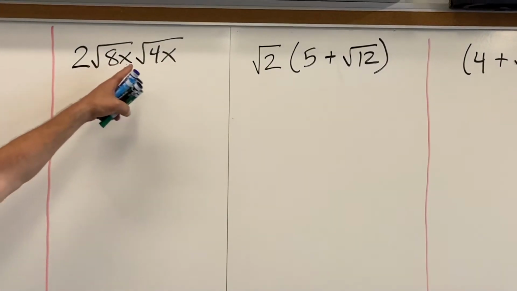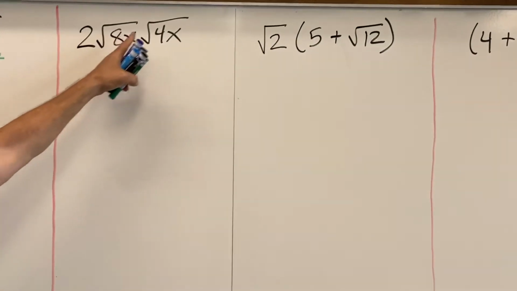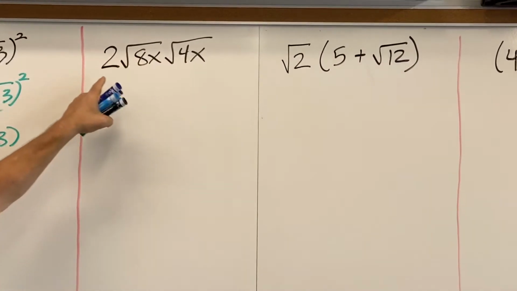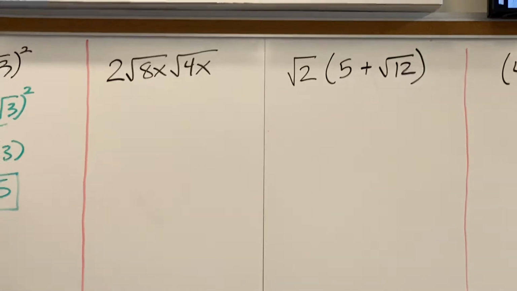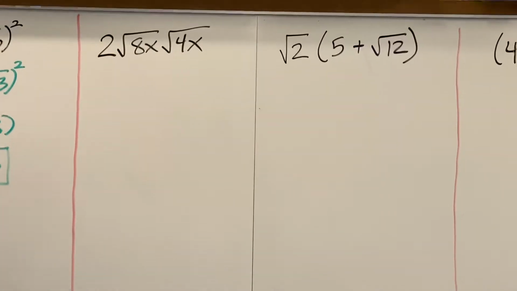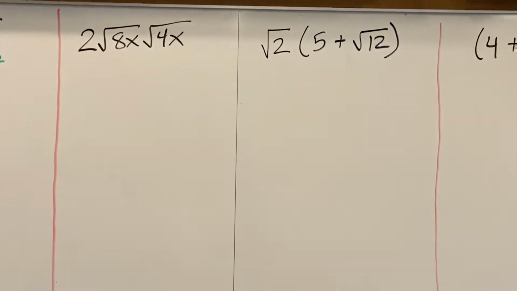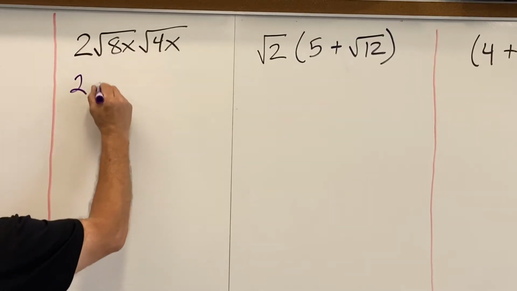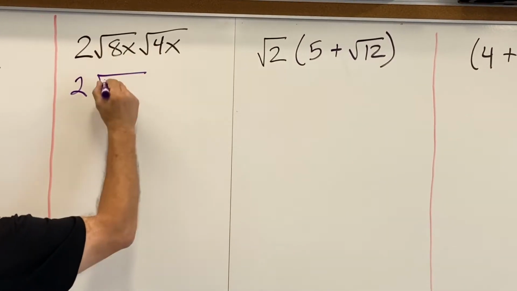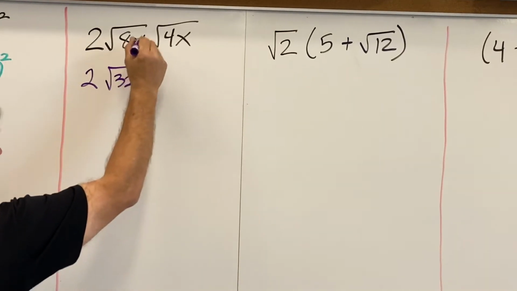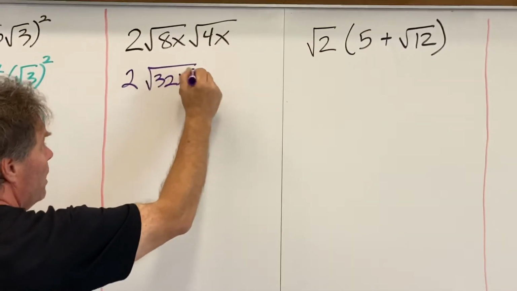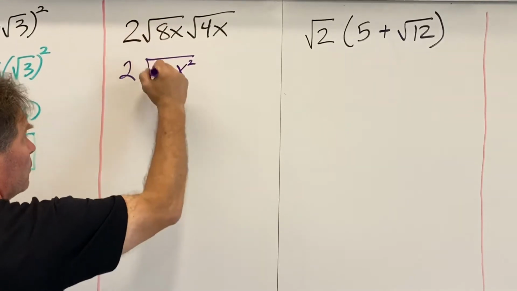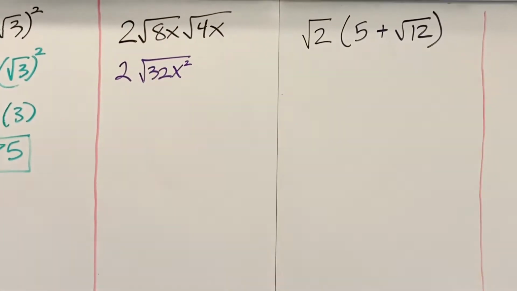2 times root 8x times root 4x. See how these are both under radicals? This one's not. So we could do the same idea we did here, combine the radicals together, but not the 2. We leave the 2 sitting out because it is not under a root. So it's going to be square root of 8 times 4 is 32. x times x is x squared. So I can make these guys into square root 32x squared.